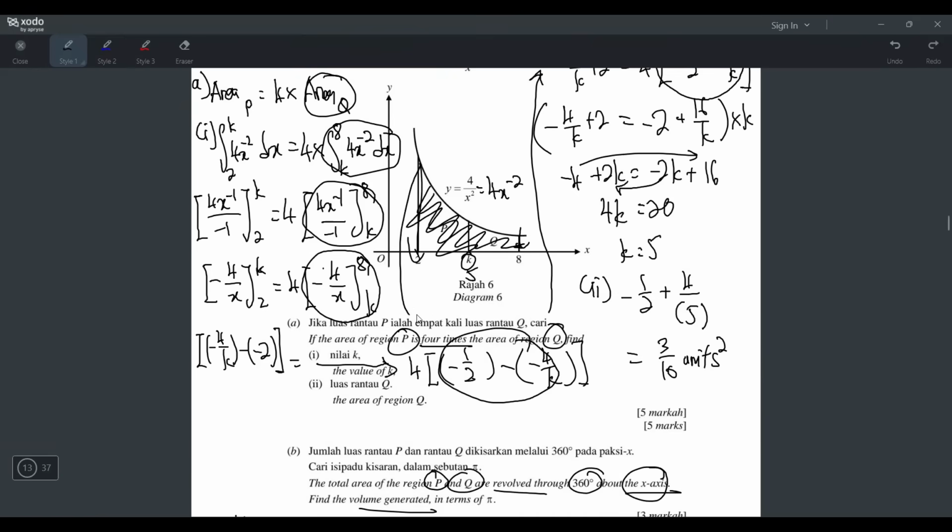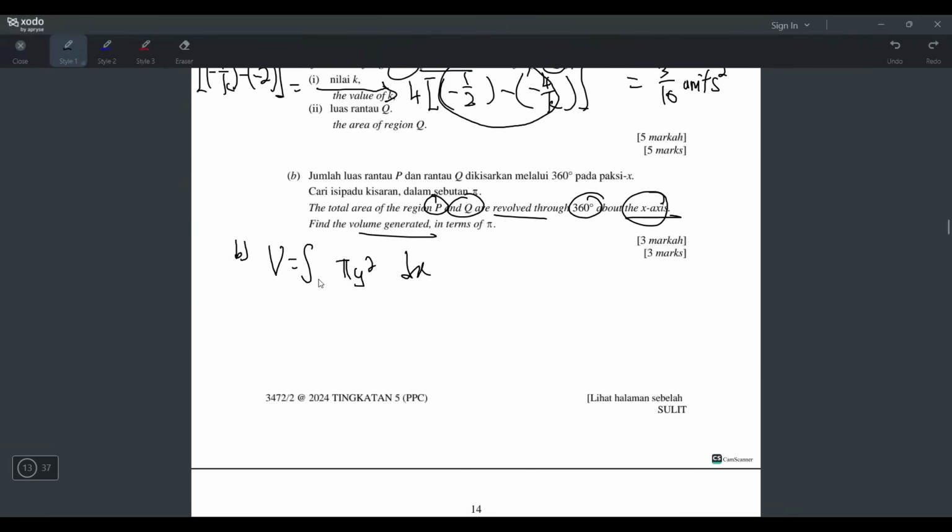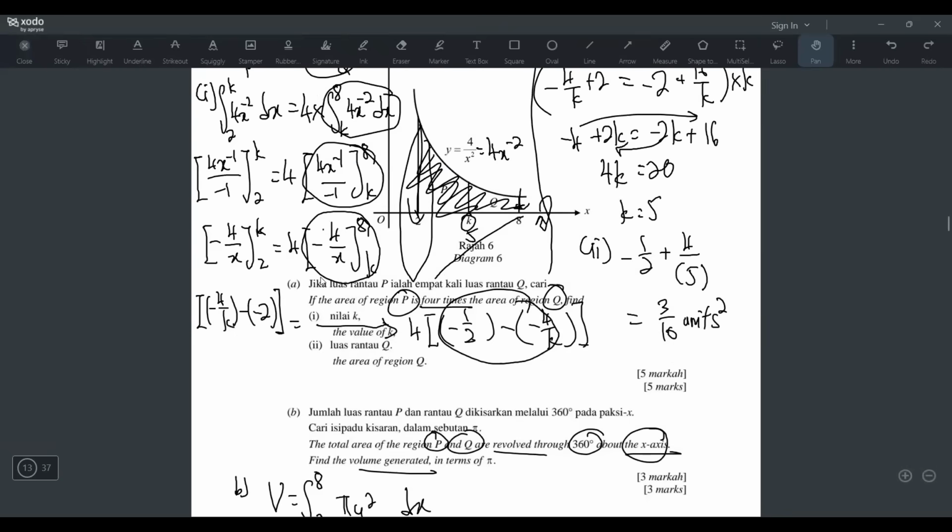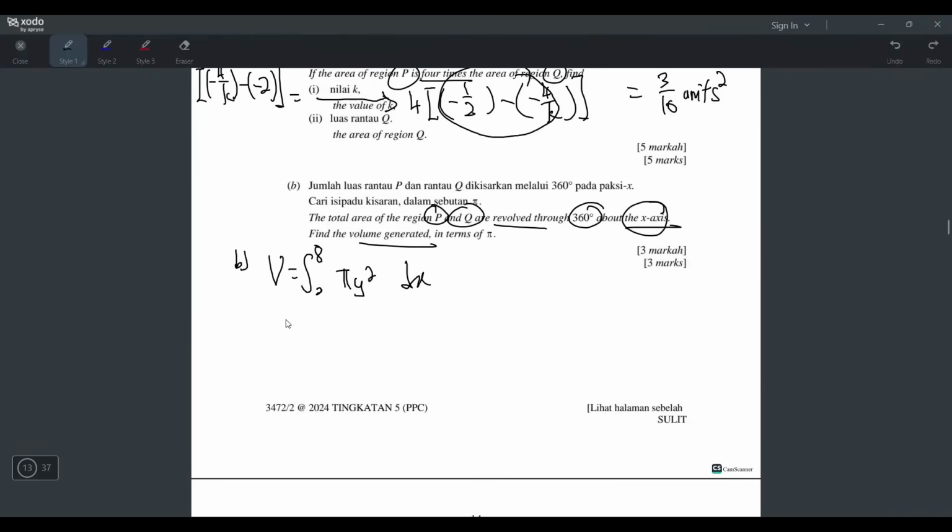And since you revolve about the x-axis, right? So you get a 3D shape like this. And then the limit will be from 2 to 8. Okay, this one is 2, right? So the numbers I put will be 2, 8. Okay, and then because you're combining both P and Q, the pi can be put in front, and then you are left with y square here.